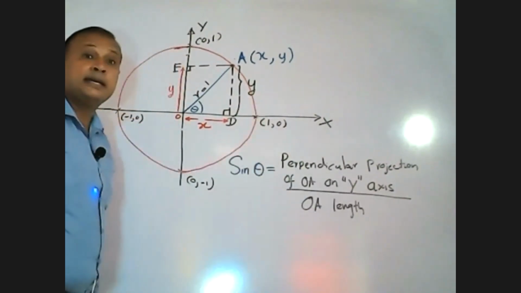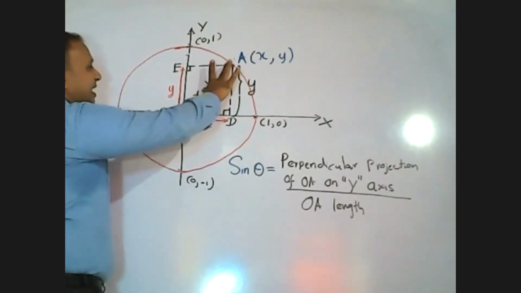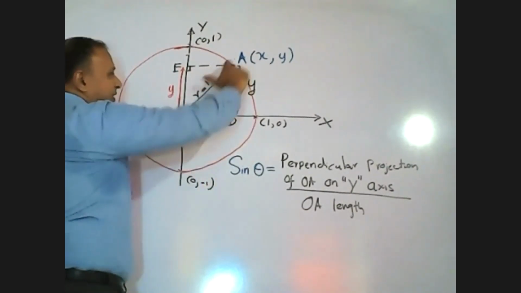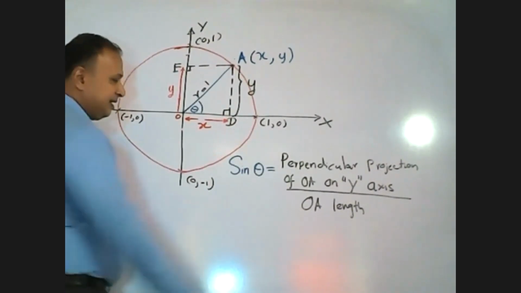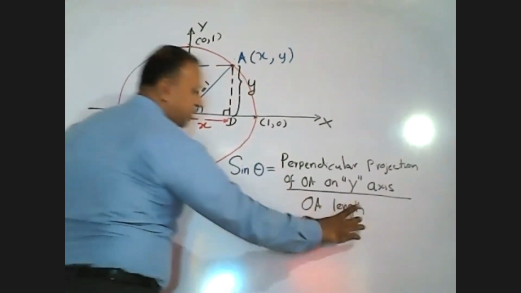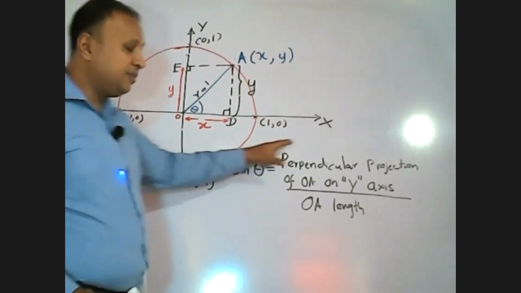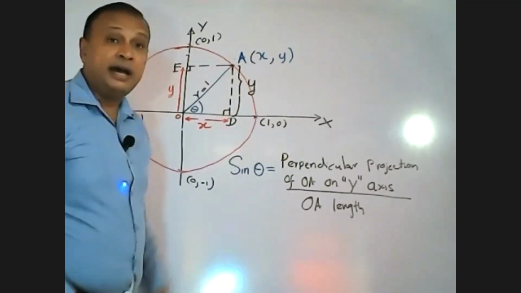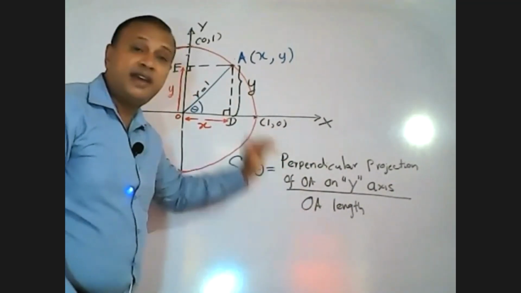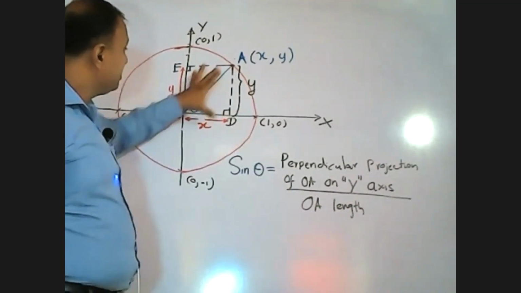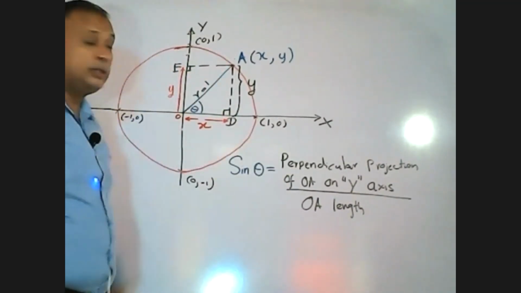That is the numerator. Then OA length means the hypotenuse. It is equal to the hypotenuse actually. That's why we are writing OA length. But instead of writing opposite side over hypotenuse, now we are writing using terms of unit circle.